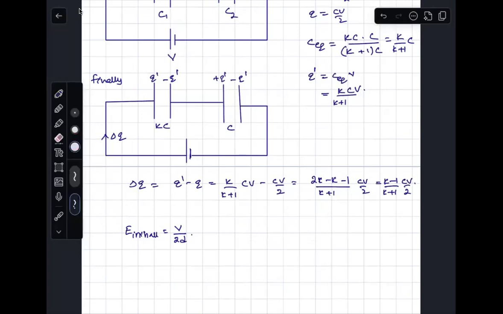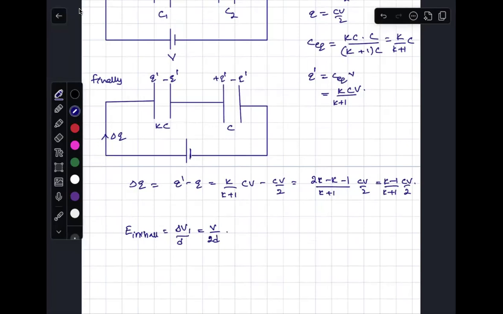Another way I can answer. I want electric field. Electric field is potential difference across the first plate by distance between the plates. Potential difference across the first plate initially is V by 2, so E is V by 2D. I'm assuming distance between the plates is identical, D, because you said capacitances are identical.